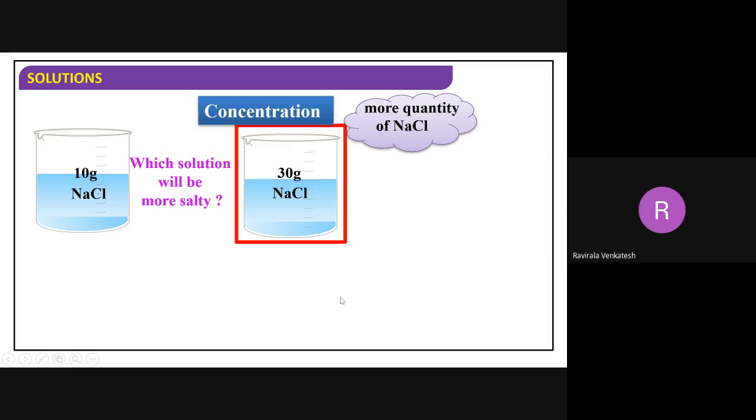Because of more amount of the solute. If you have more amount of solute, less amount of solvent, what I am saying here is more amount of solute and less amount of the solvent, the concentration will be more in this case. So concentration is directly proportional to the weight of the solute, and inversely proportional to the weight of the solvent.